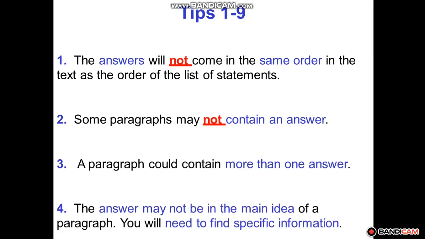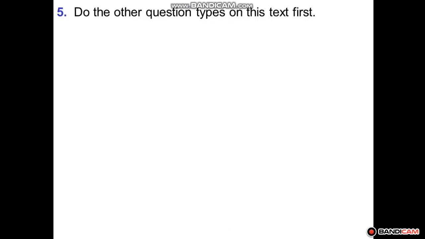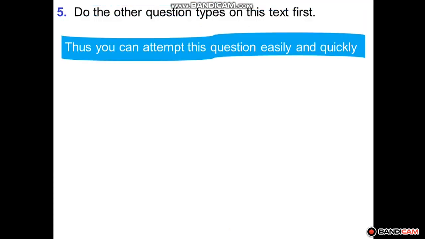4, the answers may not be in the main idea of a paragraph. You will need to find specific information, and for that you have to get into the details. All right, so that's quite difficult here. 5. Do the other question types on this text first. Well, this is the solution, the strategy, to minimize these troubles, because thus you can attempt this question easily and quickly, because it's a time consuming question, quite difficult question, not impossible.